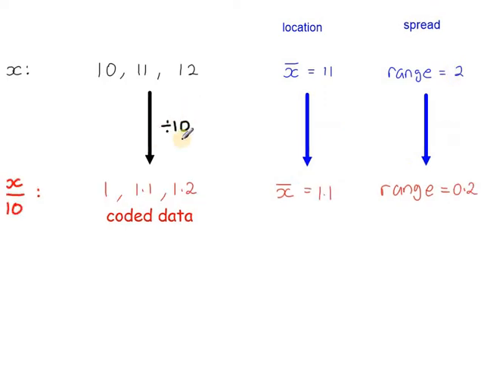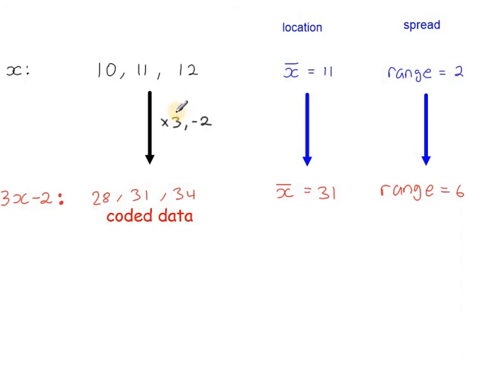So the effect of dividing all of your original data by the same amount, so here's the coded data represented by x divided by 10, and I've got my coded mean and the coded range. So we see that both the mean and range are also divided by 10. So if you divide all of your original data by the same value, then both the location and spread are also divided by the same value.